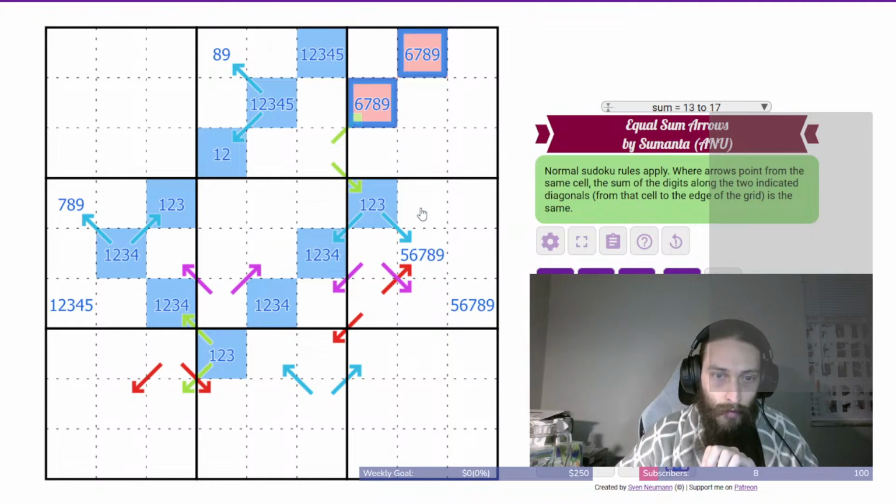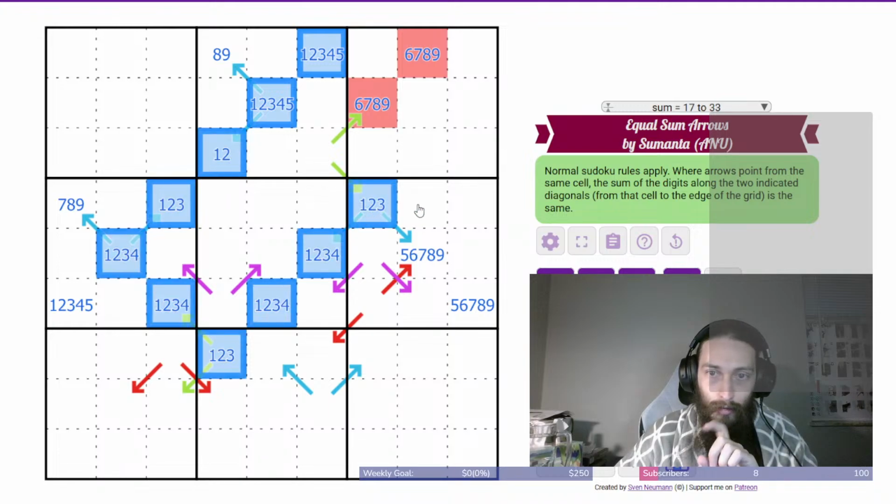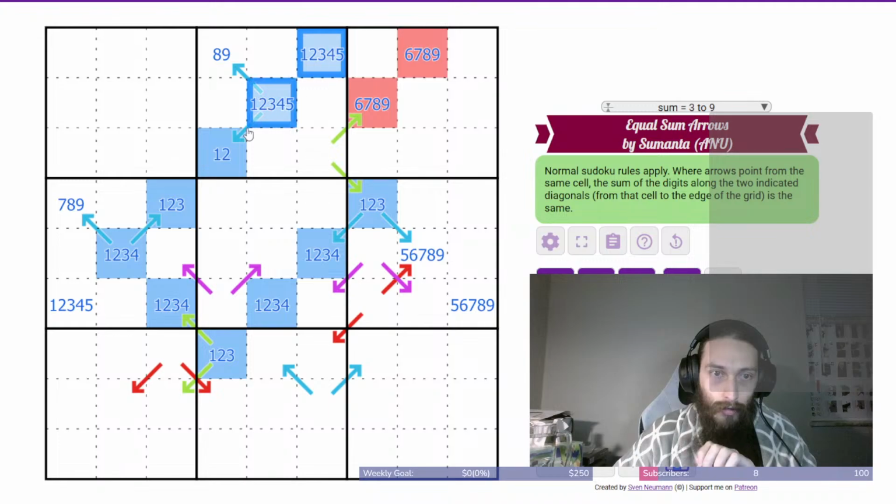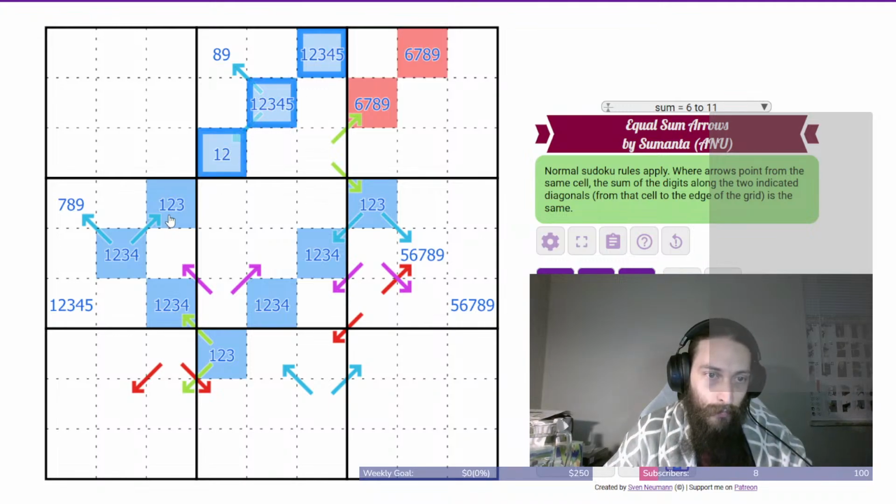Let's see. Well, the minimum in blue, if I just highlight it, this is minimum 6. That's minimum 6. And we've got another 3 there. So 6 and 6 is 12, plus 3 is 15, 16, 17, which would have to be 8, 9 for red.